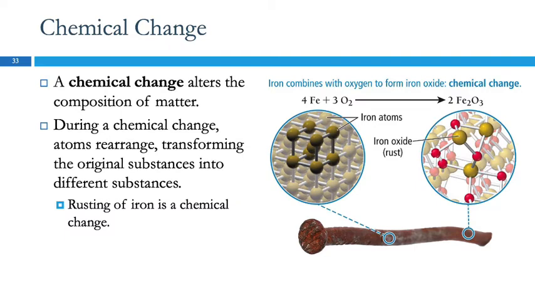I think we all know from experience that rust is a different color and has many different properties than the original iron. So you could build a bridge out of iron and it'd be really nice and strong, but you wouldn't build a bridge out of rust, right? Because it's flaky and it doesn't hold together. The substance itself has changed. It's undergone a chemical change. So this is an example of chemical change.